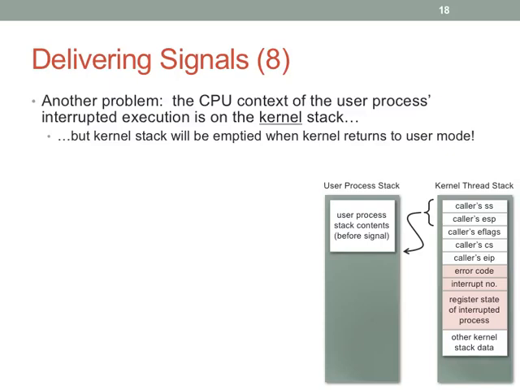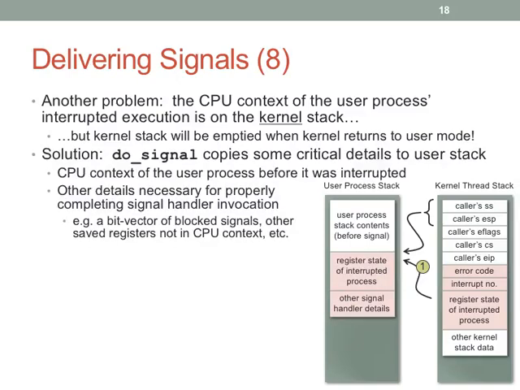The scheduler dispatcher is going to restore the machine context, so all that stuff's going to be consumed. And then we're going to IRET, or whatever the appropriate instruction is to get back to the user process. So that's going to take away the topmost stuff. So basically, the kernel thread stack is going to end up completely empty. So doSignal, or whatever the analog is on OS X, will go ahead and copy some machine context details to the user process stack, because it knows that'll be there even in the signal handler.